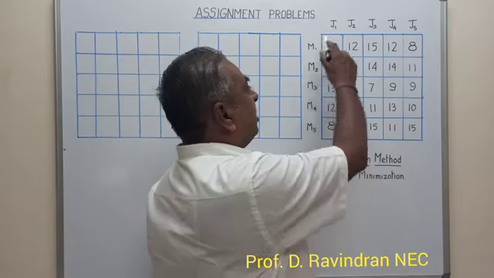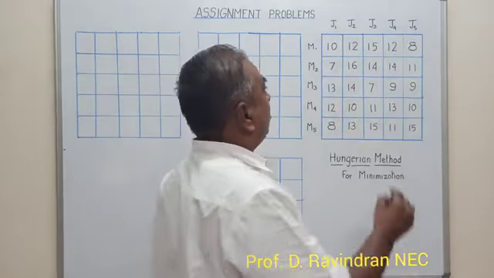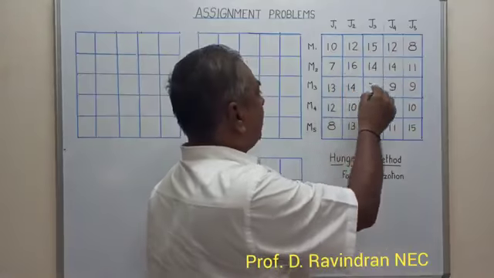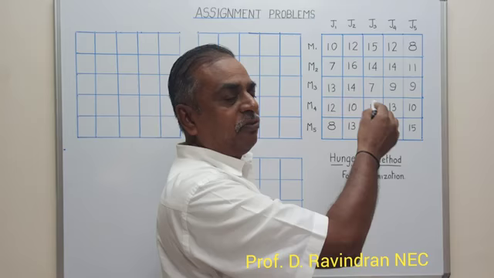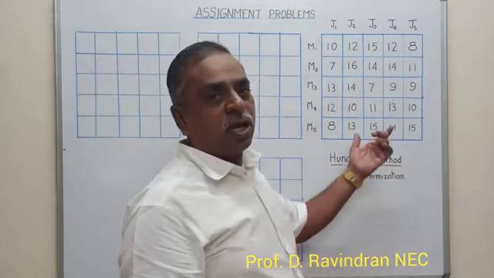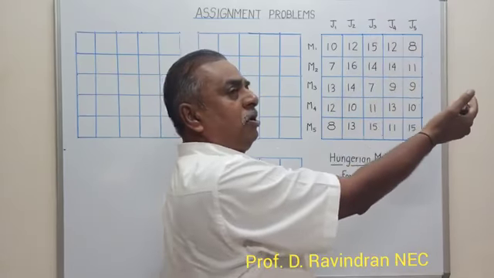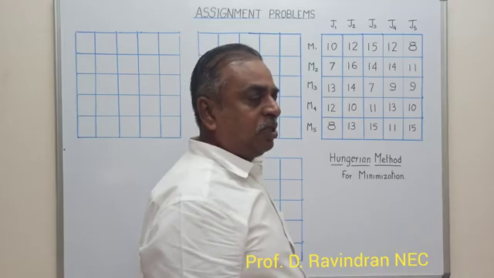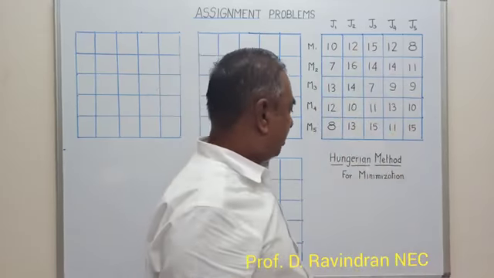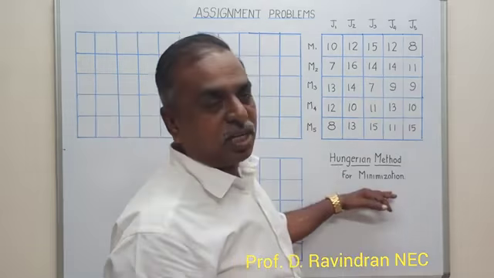Another thing is whether the table is balanced or unbalanced. Suppose it's a square matrix, that is 5 by 5. If it is not square, that is 3 by 5 or 4 by 5 or something like that, we can add 2 more rows with 0 cost. Or if the jobs are fewer, we can add a few more columns with 0 cost, so that the matrix becomes a square matrix. Now we are going to apply the Hungarian method for minimization of the costs.